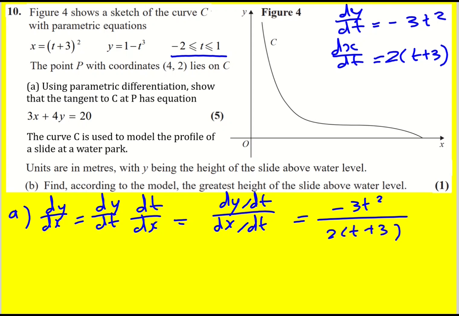Now all I need is to know the value of t, and then I can work out the gradient at P. For that, I'm going to return to the original function. So I can either substitute 4 in for x or 2 in for y. I'm going to go 2 in for y actually, because this is only going to give me one answer. I'm going to get 2 equals 1 minus t cubed, which means t cubed is going to equal minus 1, which means t is going to equal minus 1. There's only one real solution to that, t cubed is minus 1.